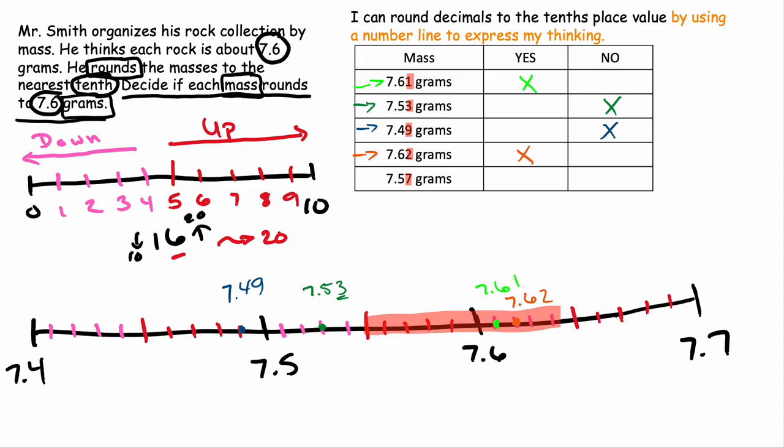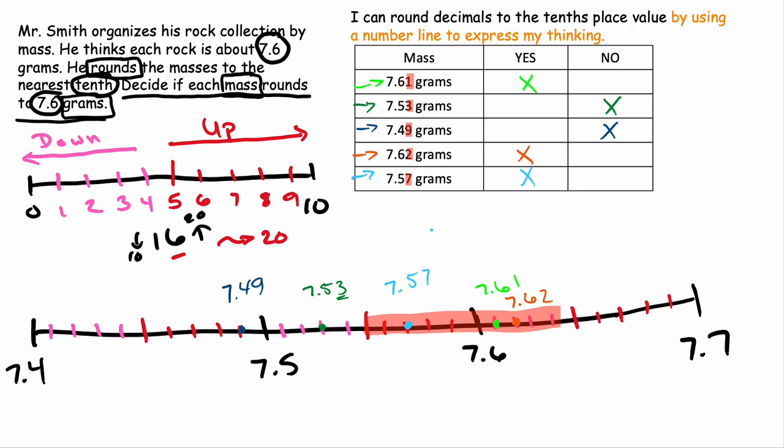And lastly, we have 7 and 57 hundredths. Here's 7 and 5 tenths, 51, 52, 53 we already had, 54 hundredths, 55 hundredths, 56 hundredths. 57 hundredths falls within our range, so that will also be a yes. That will round to 7 and 6 tenths grams.